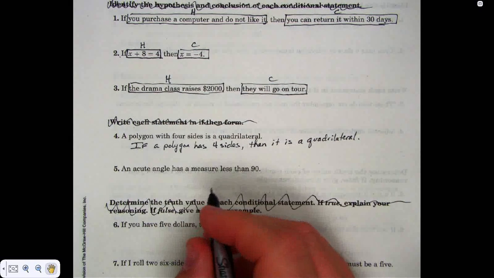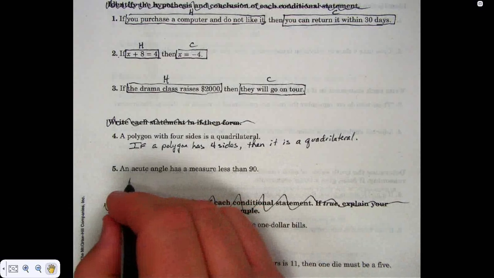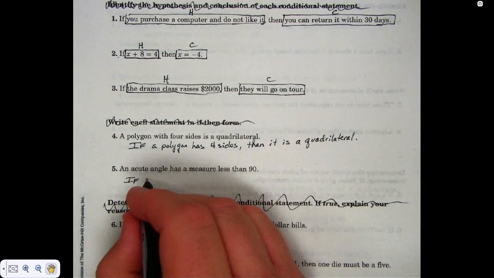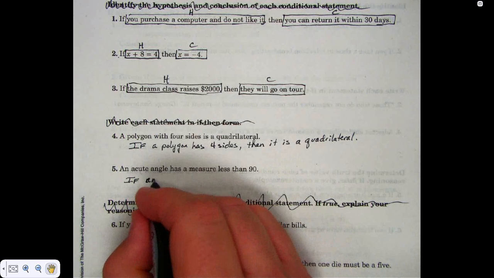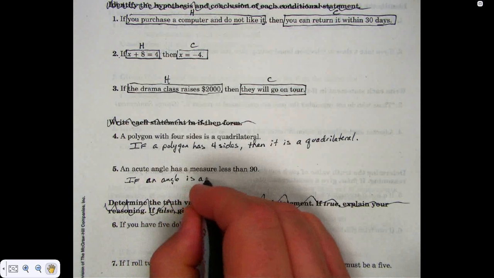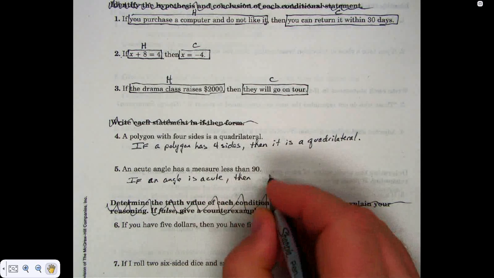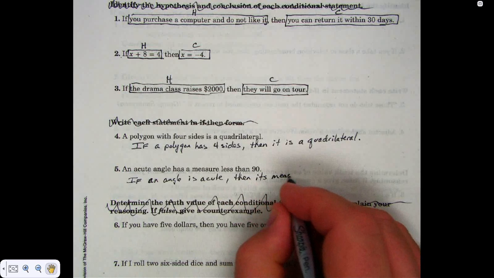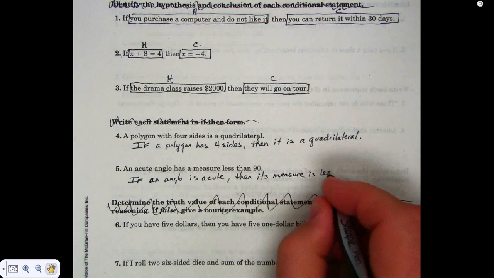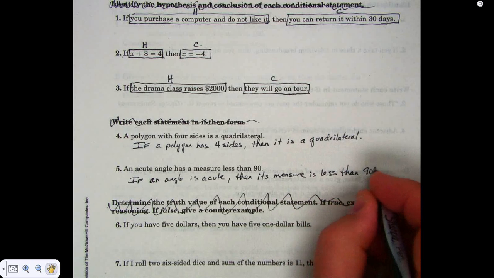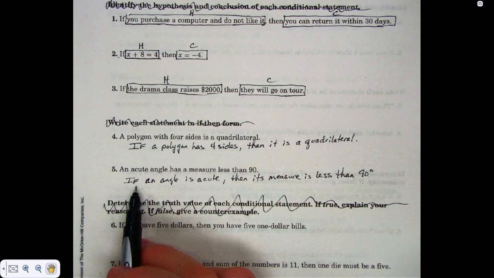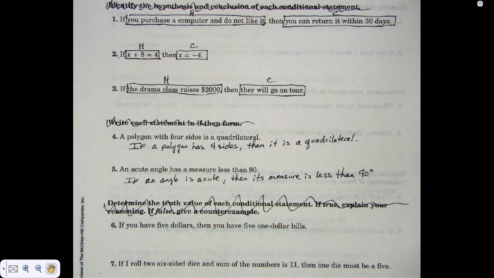An acute angle has a measure less than 90 degrees. How would I write that in if-then form? If it's an acute angle, then it has a measure of less than 90. Okay, so if an angle is acute, then what? Its measure is less than 90 degrees. Problem? Answer. Guys, can it be any more self-explanatory that I'm putting it on video and going to post it of how you should write the problems and put your answers?